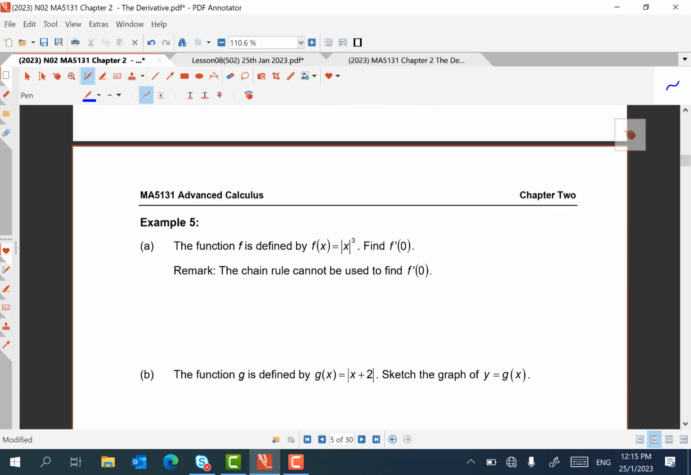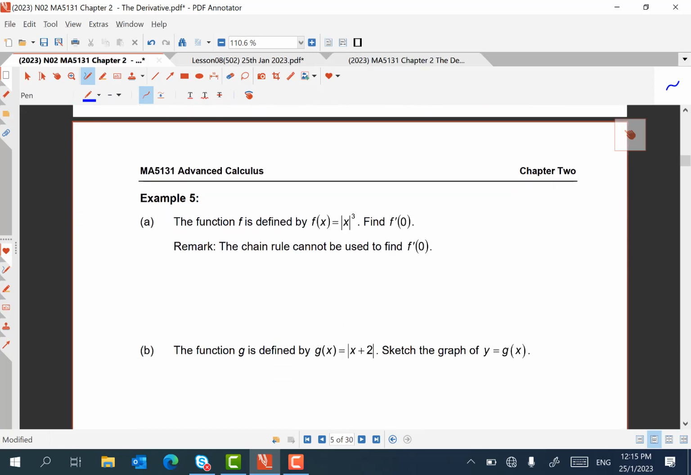Okay, let's do the next example. Example 5. How do you find f prime 0?